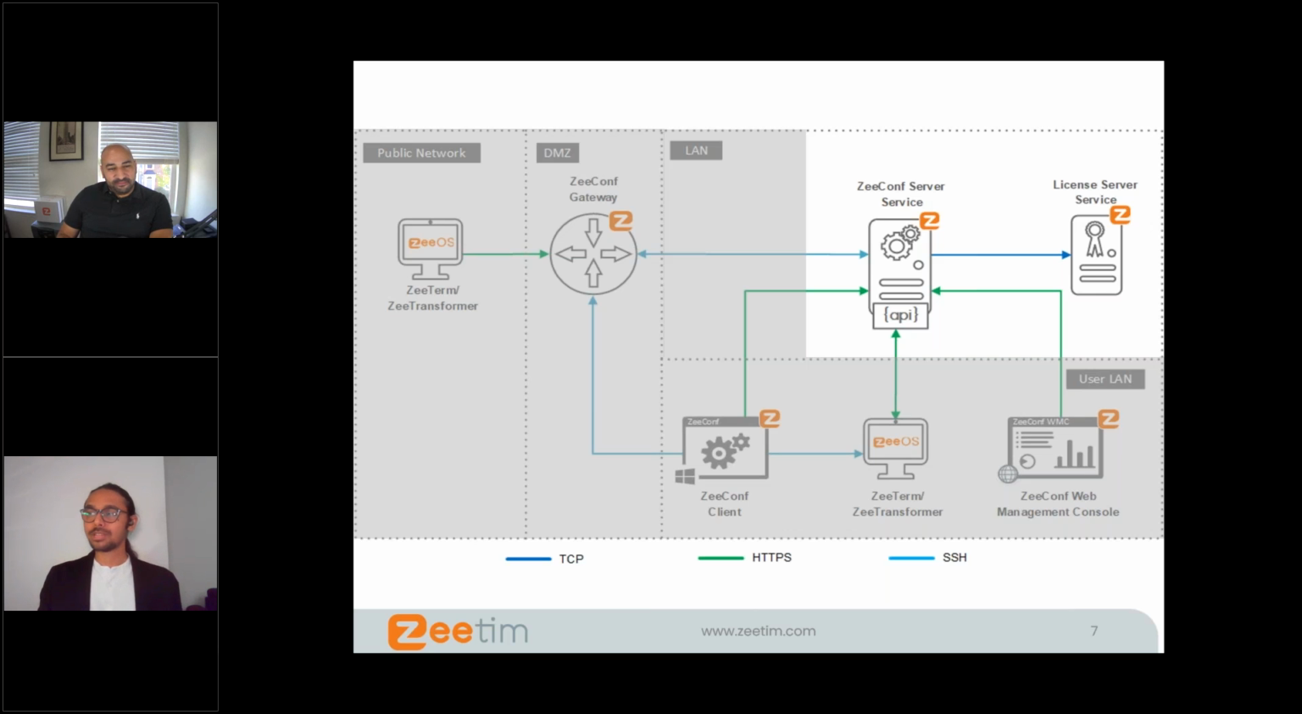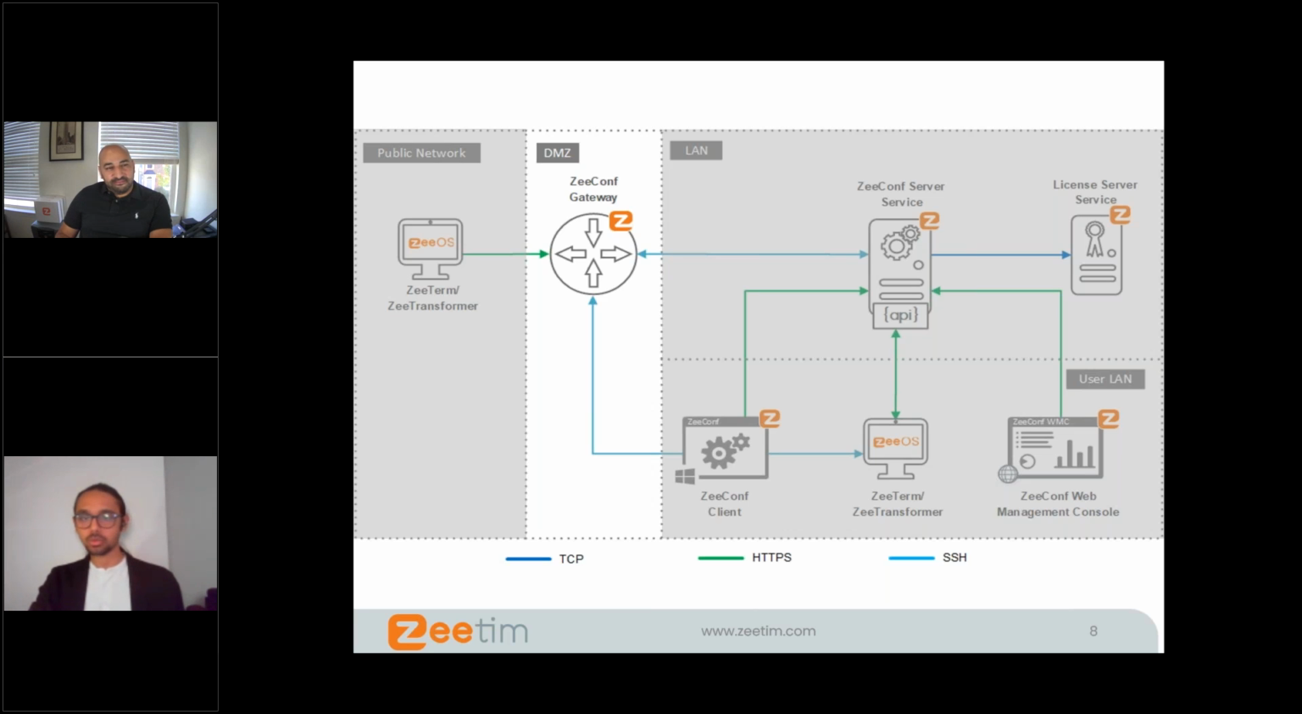And yes, so lastly we have the gateway. The gateway is mainly responsible for managing the devices that are running outside the enterprise network, for example, users that are working remotely or from their home. The administrators can still manage and configure those devices in the same way that they are managing or configuring the in-house devices. Also, ZeeConf Gateway is a virtual appliance, so it can be installed on any hypervisor that you have, or if you want to use it on cloud.